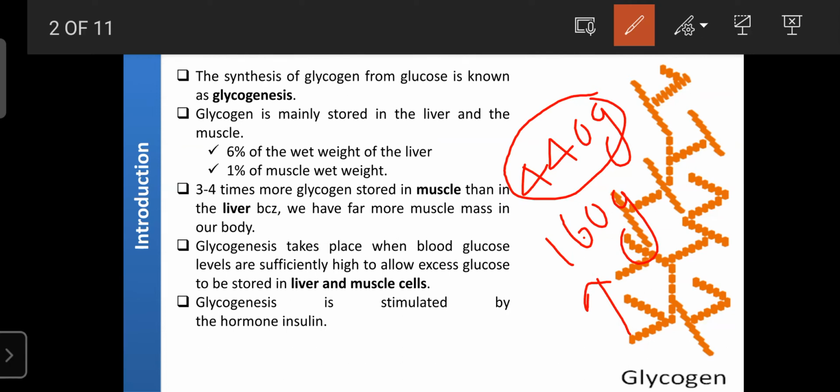We already discussed its importance in the last class, and here we are discussing the pathway of glycogenesis, or synthesis of glycogen. That takes place in the liver and muscle after excess glucose remains in the blood circulation. If it is not utilized, the body has its own capacity, and only around 440 grams of glycogen can be stored.